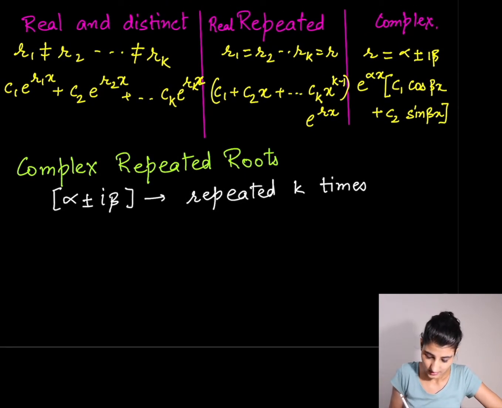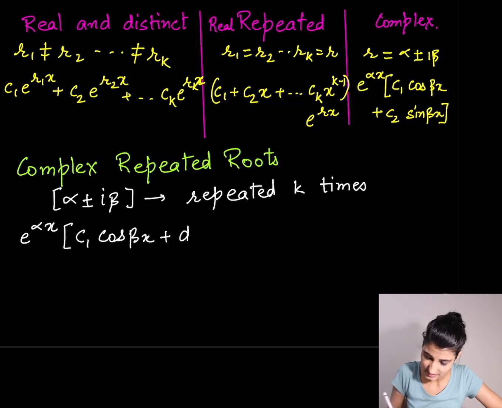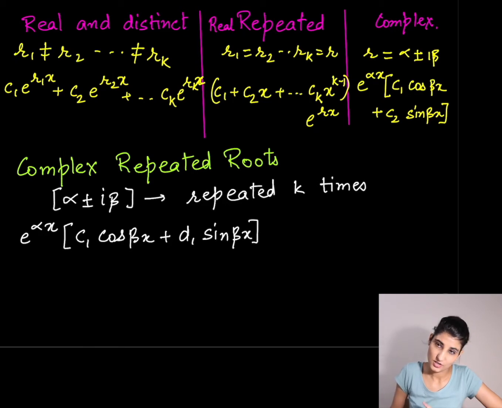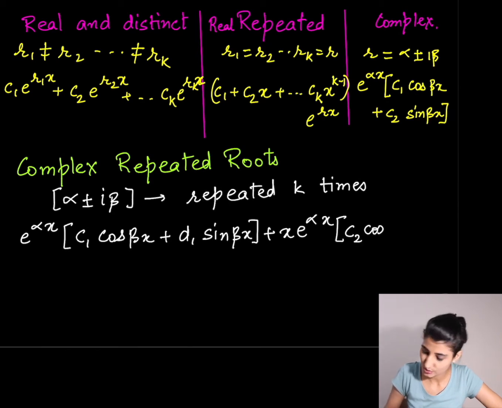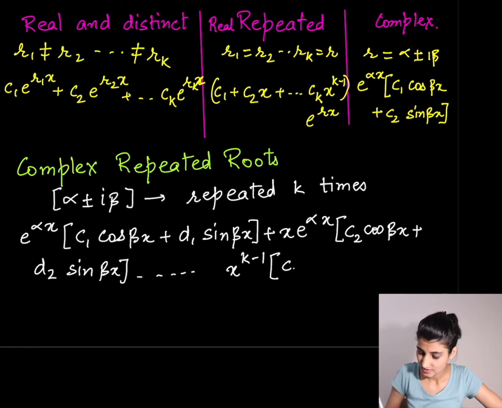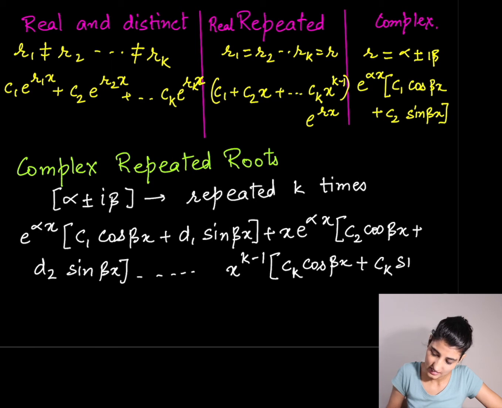Okay, so the corresponding part in complementary solution will look like e power alpha x, c1 cosine beta x plus d1 sine beta x, corresponding to the first root, plus x times e power alpha x, c2 cosine beta x plus d2 sine beta x, and so on till x power k minus 1, ck cosine beta x plus dk sine beta x, like this.